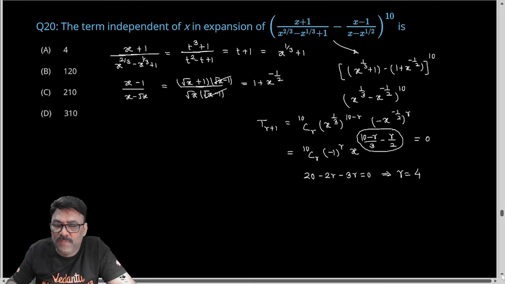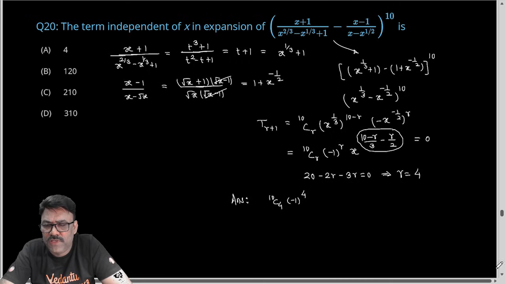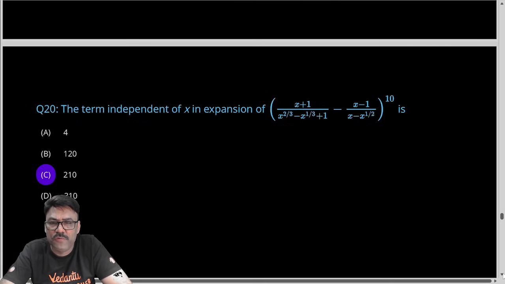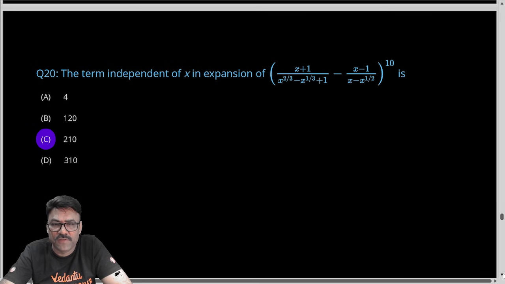So the term independent of x, you will get if you put r equal to 4. Just put r equal to 4, your answer will be 10C4 times (minus 1) raised to 4. Just calculate 10C4, it's easy to calculate. 10C4 comes out to be 210. Just simplify it, you will get your answer.